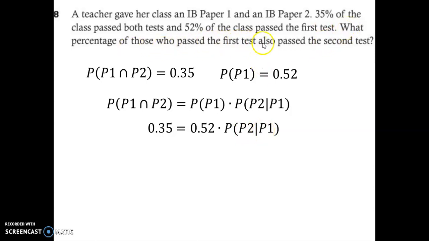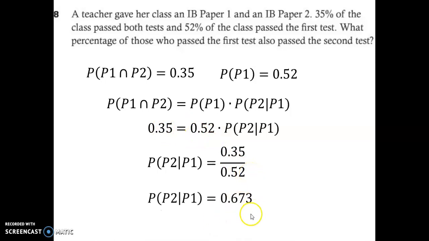What percentage of those who passed the first test also passed the second? That's what this portion is here. It's saying of those who passed the first one, how many passed the second one, given that they passed the first one. So this is what we're solving for. All we do is rearrange this: we divide this by this, and we have the probability of passing paper 2, given that you have passed paper 1, and that's what it asks for. So that's the answer. That is passing paper 2, given that paper 1 has been passed, and that's exactly what it was asking for.